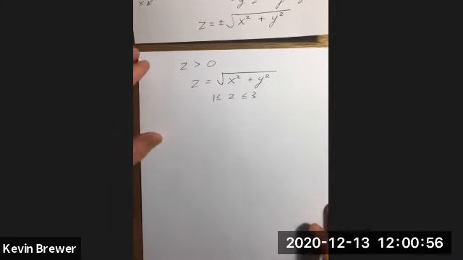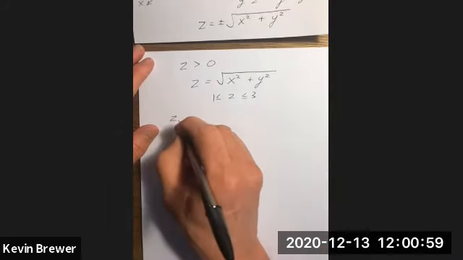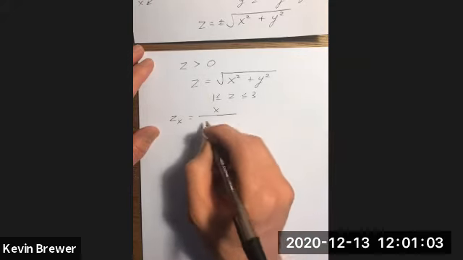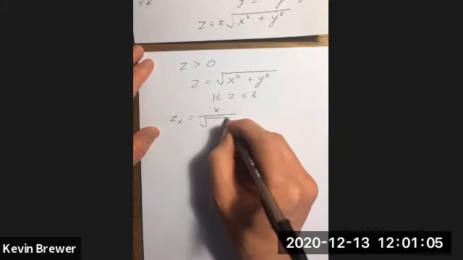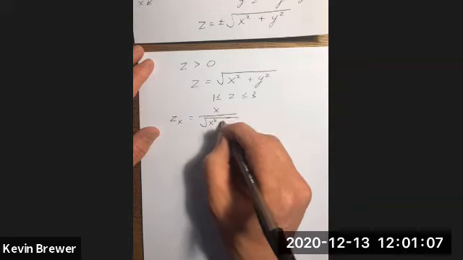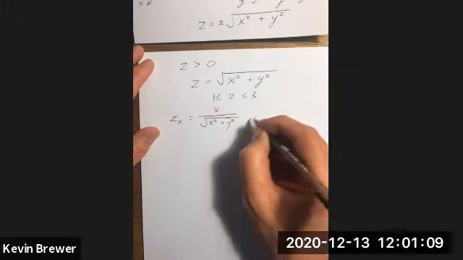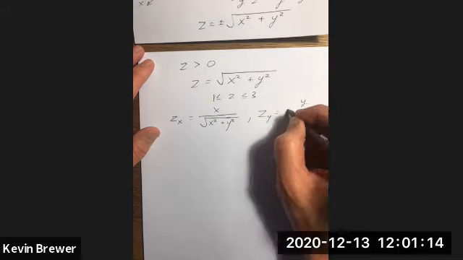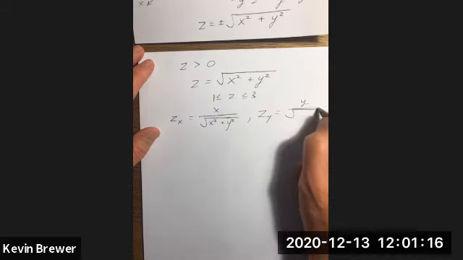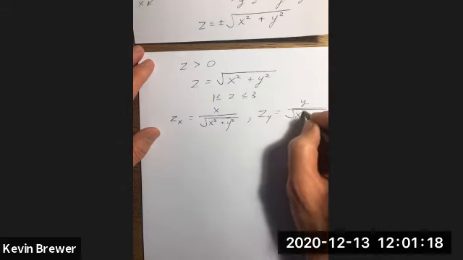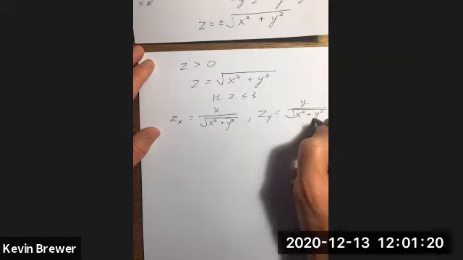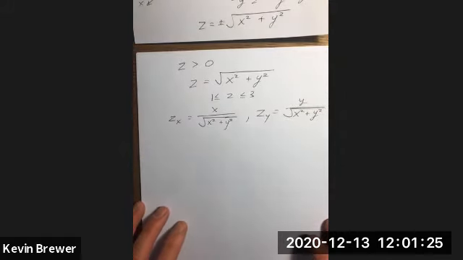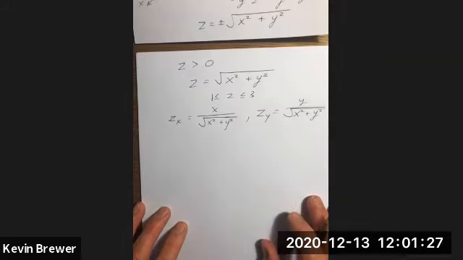I will quickly note what z sub x and z sub y are here. You can go through and verify, but we've seen these cases before. You get some 2's canceling out and algebraic simplification along the way.